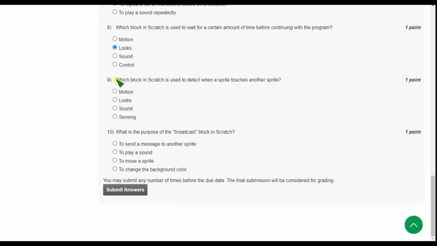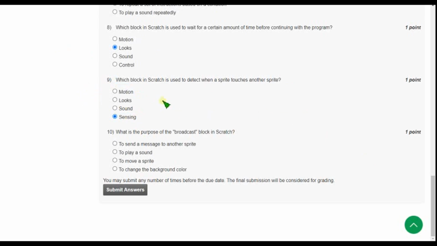And now moving on to the ninth one. Ninth question. Which block in Scratch is used to detect when a sprite touches another sprite? So for ninth question, the correct answer is fourth option, that is sensing.